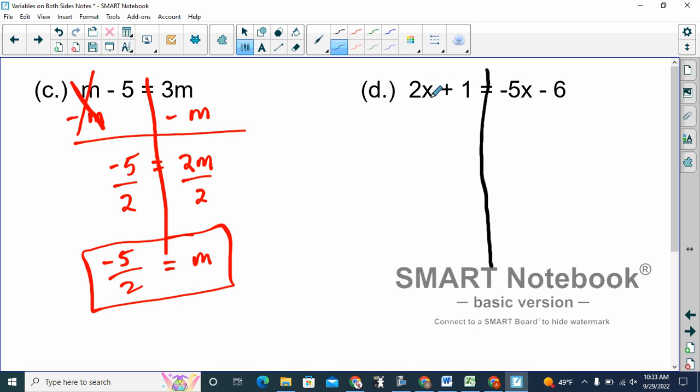2x and negative 5x, I'm going to move the smaller one always. Positive numbers are bigger than negative numbers. The smaller one's the negative 5x. That's the one I'm going to move. Again, it's not wrong if you subtract 2x from both sides. Negative 5x plus 5x cancels. My minus 6 comes down. 2x plus 5x, those are now on the same side. I'm just combining them up. Gives me 7x plus 1.